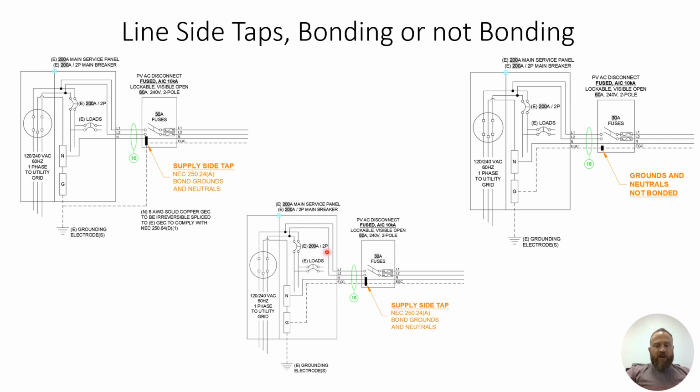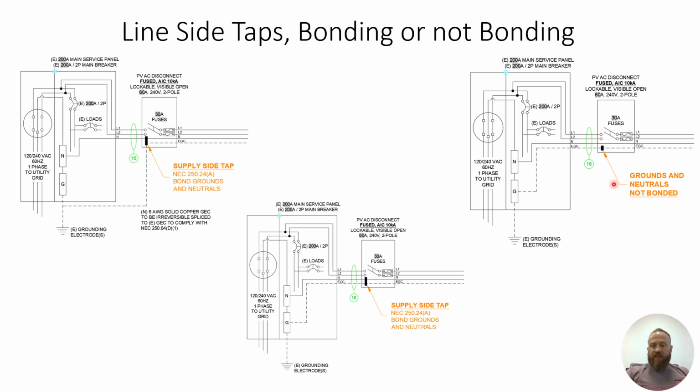In this scenario, you can see, once again, it's a line side tap. The grounds and neutrals are bonded because of that black bar. The difference in this one is the ground goes through the conduit and is still hooked to the ground bar. In some areas, this is how they want to see it.